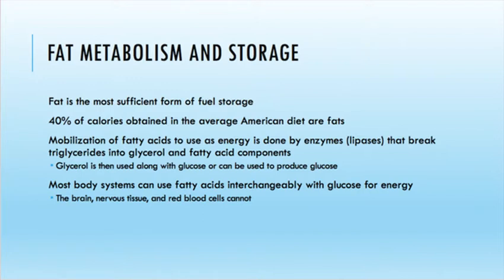Most body systems can use fatty acids interchangeably with glucose for energy. Again, the brain and the nervous system, as well as the red blood cells, cannot. They have to get their energy straight from glucose. They cannot use fatty acids.